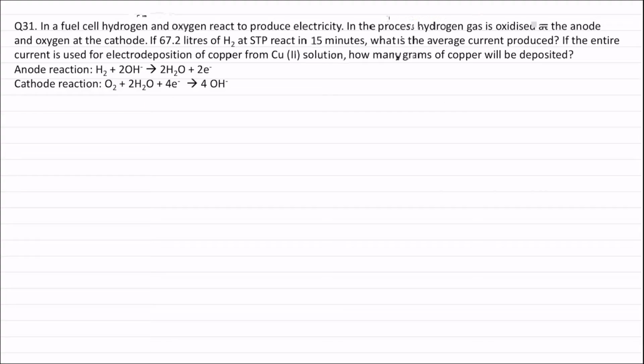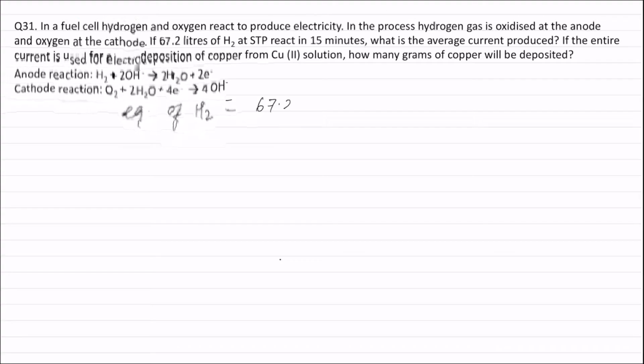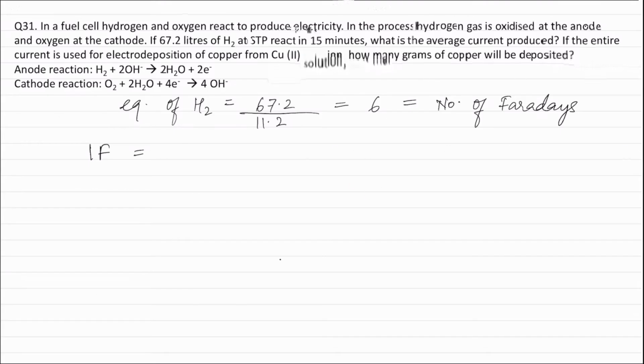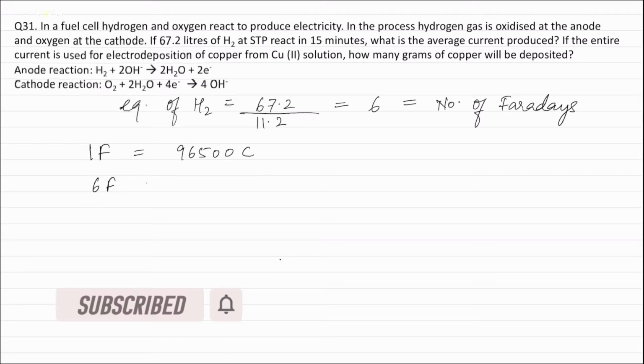Equivalence of hydrogen is equal to volume of hydrogen, that is 67.2 liters, divided by equivalent volume of hydrogen, which is equal to 11.2 liters, and this is equal to 6 equivalents. Now equivalence of hydrogen will also be equal to number of Faradays of electricity. Now 1 Faraday of electricity is equal to 96500 coulombs.